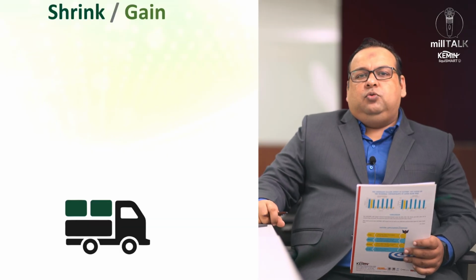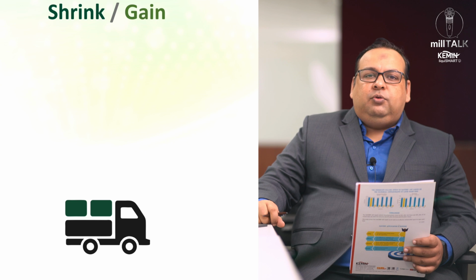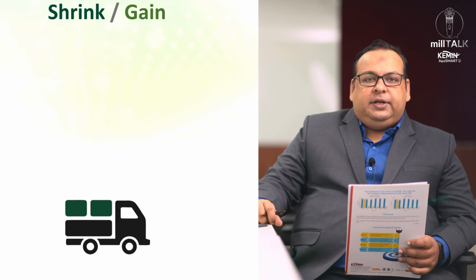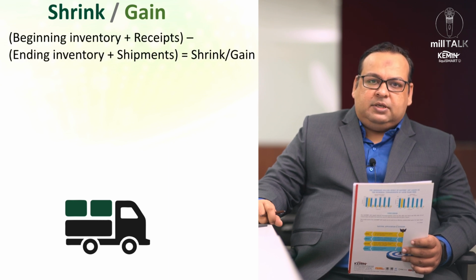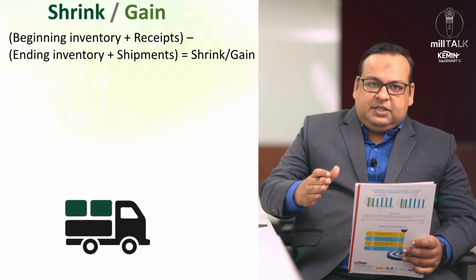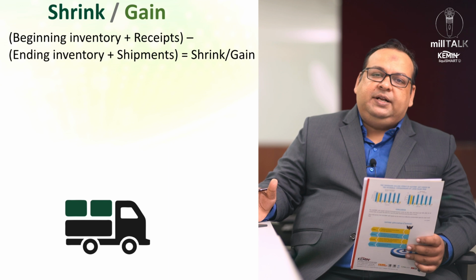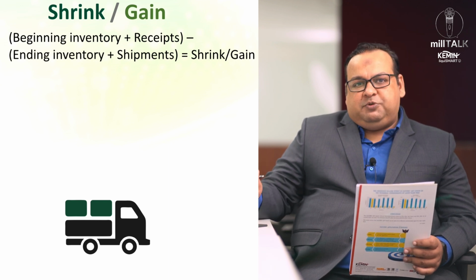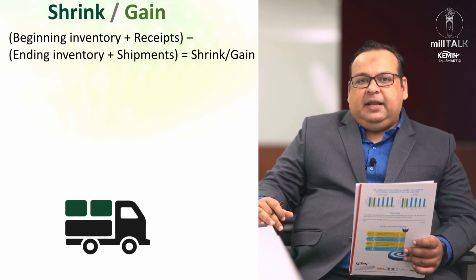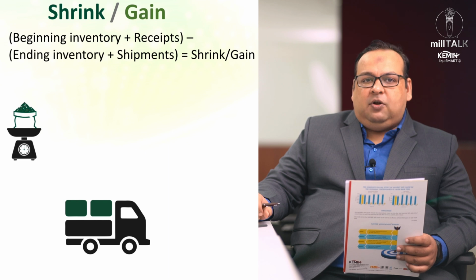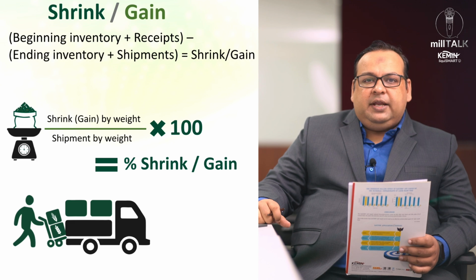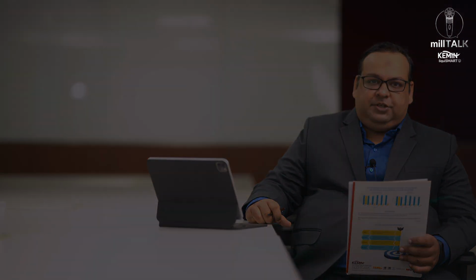It is very important to know how to calculate shrinkage or gain. It plays a very important role when we are calculating our profitability in the feed milling process. The inventory material which we already have in the factory and the receipts coming in as new together make the total weight present in the factory. You have to subtract the shipment, the outgoing feed material, plus the ending inventory. It will give you the shrinkage or gain, and in a similar way you can calculate what percentage of shrinkage or gain is happening at your factory gate.